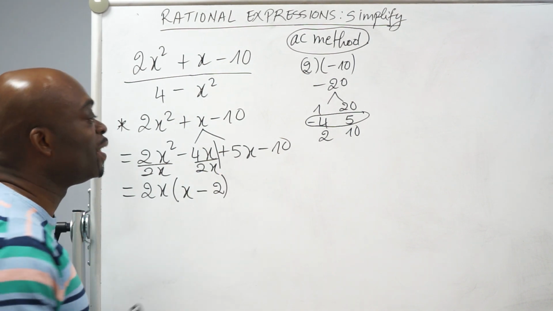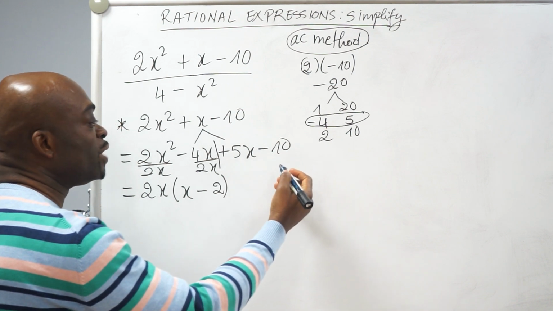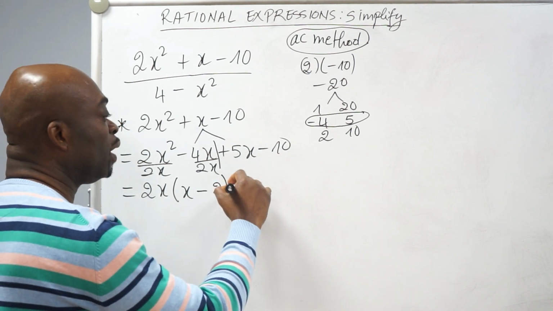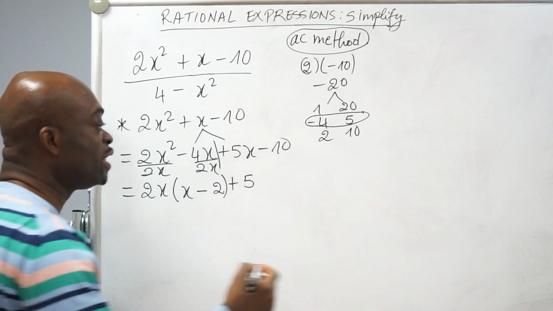Everybody good so far? And then once you get to the 2 terms here, what's going to happen to this one? So this is plus, and the common factor here is 5.